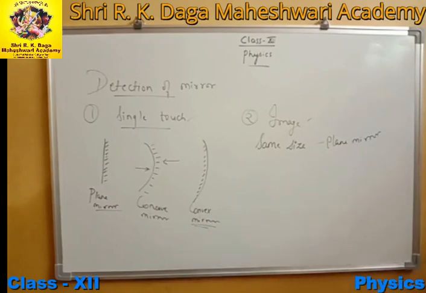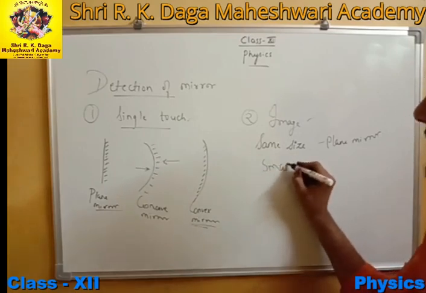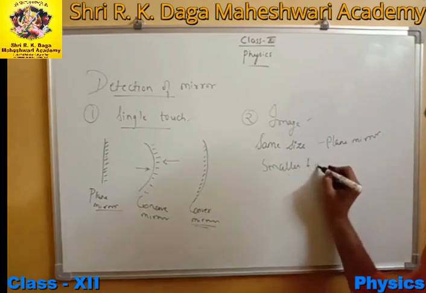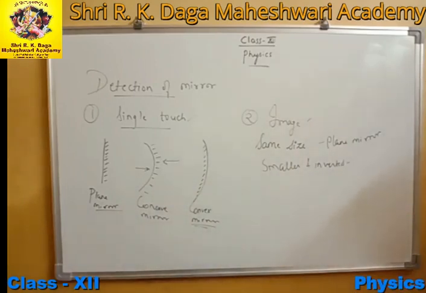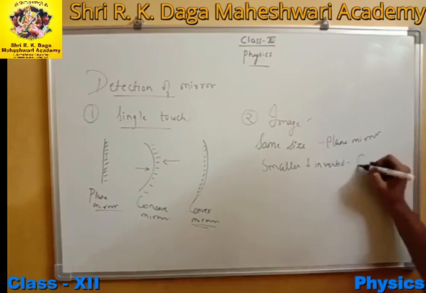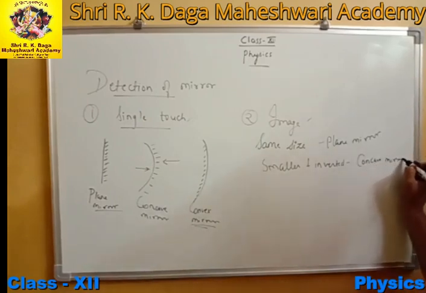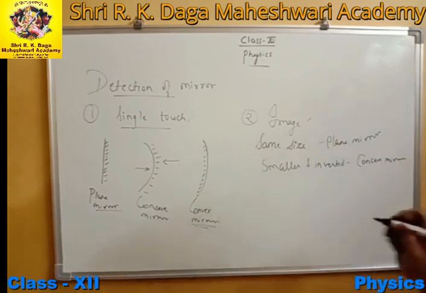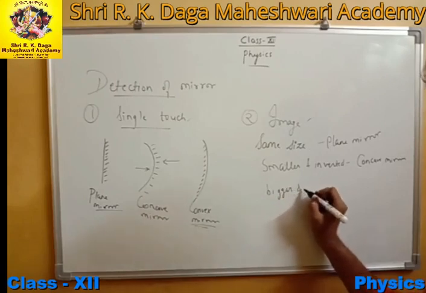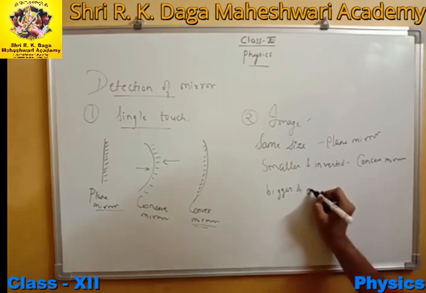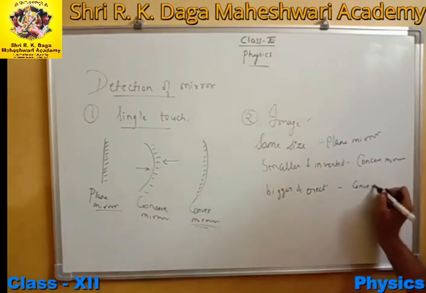If the image formed is small and inverted, if the image formed is smaller and inverted, then the mirror that you are using is concave mirror. And if the image formed is bigger and erect, then the mirror that you are using is convex mirror.